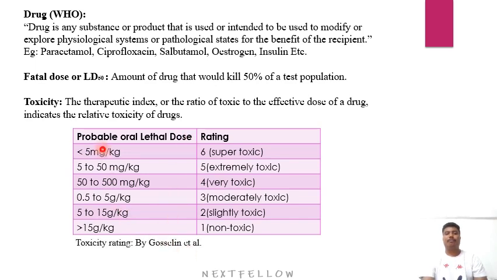Toxicity rating depends on the probable oral lethal dose. If the probable oral lethal dose is less than 5 mg per kg, then the rating is 6, that is super toxic, and it is in decreasing manner. If the lethal dose is 5 to 50 mg per kg, then the rating is 5. If it is 50 to 500 mg per kg, then the rating is 4, that is very toxic. 0.5 to 5 g per kg, 3, moderately toxic. And 5 to 15 g per kg, 2, slightly toxic. And greater than 15 g per kg, it is non-toxic.